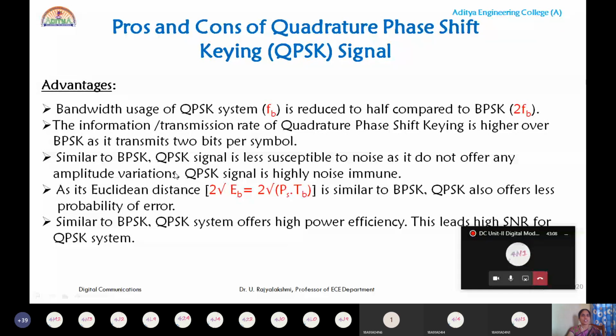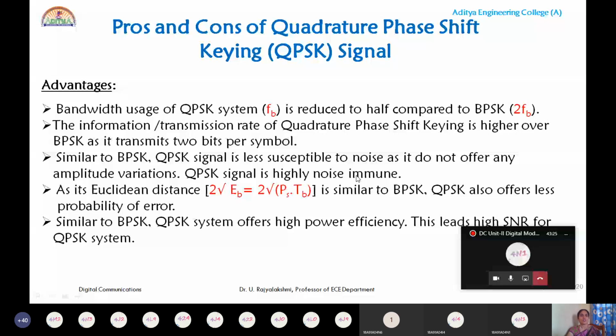The third point: similar to BPSK, QPSK is also less susceptible to noise because it has no amplitude variations; in QPSK we have only phase variations. So the QPSK signal is highly noise immune. Now what about the Euclidean distance? This Euclidean distance is similar to BPSK. So similar to BPSK, QPSK also gives you less probability of error.